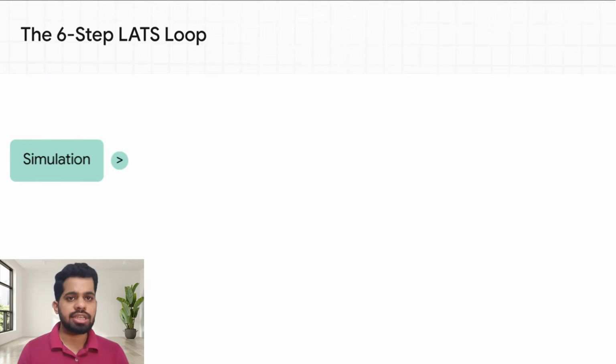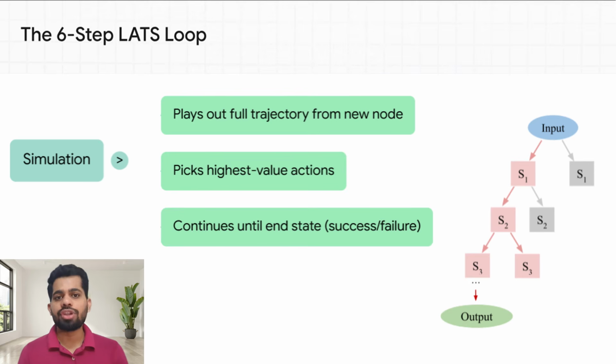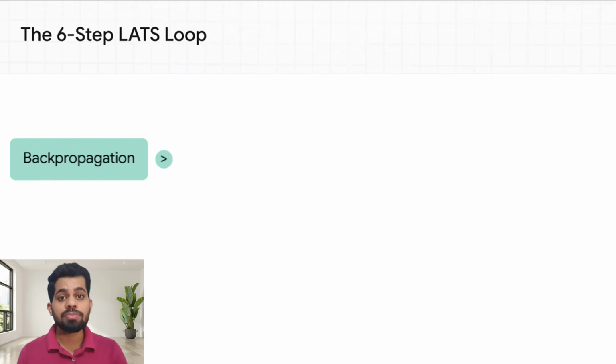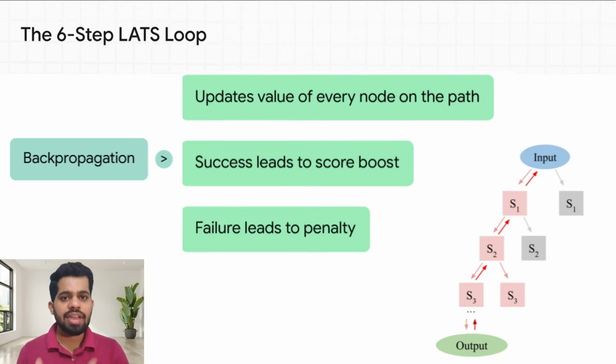The fourth step is simulation. From a new node, the algorithm plays out the full trajectory, usually by picking the highest value action, until an end state is reached. That will be either success or failure. The fifth stage is backpropagation. Based on the outcome of the simulation, it updates the value of every node along the path it took. If the path led to success, all nodes on it get a boost to their score. If it failed, they get a penalty. This is how the system learns which branches are promising.